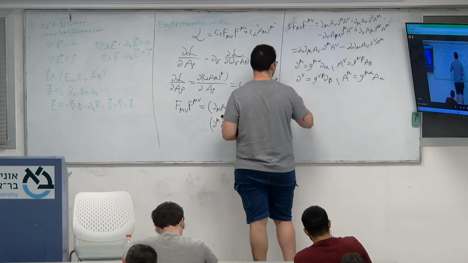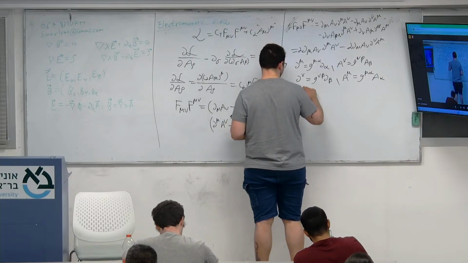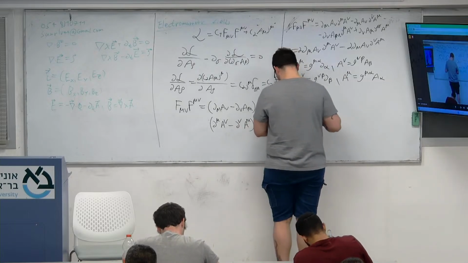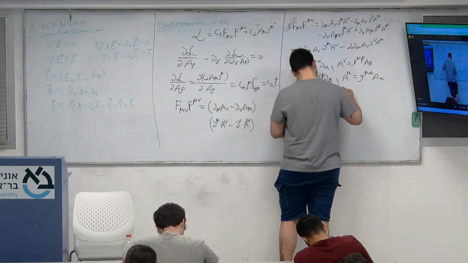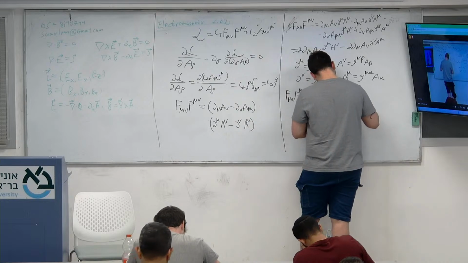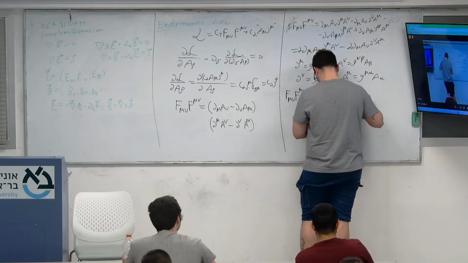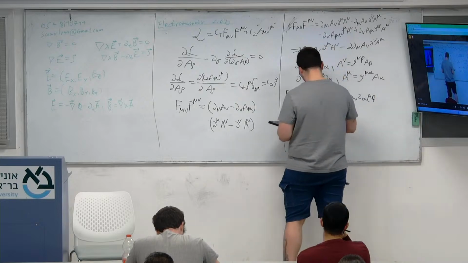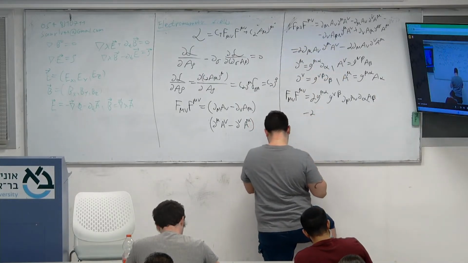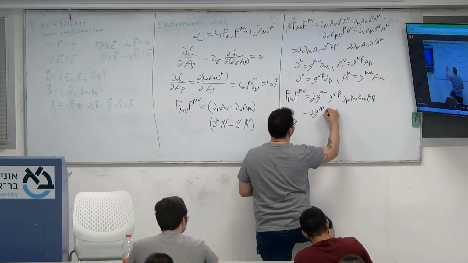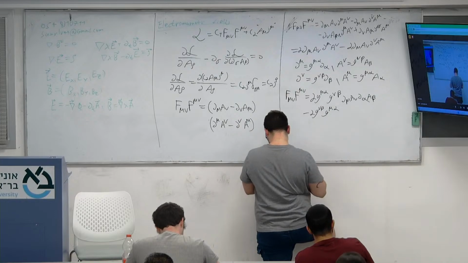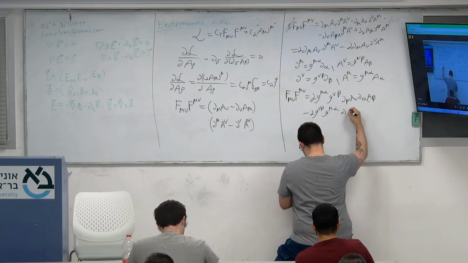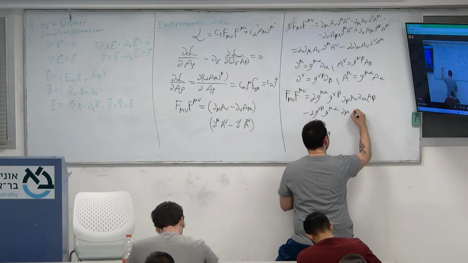So F mu nu times F mu nu equals 2 G alpha alpha G mu beta, derivative with respect to mu of A alpha, derivative with respect to nu of A beta, minus 2 G beta G alpha.